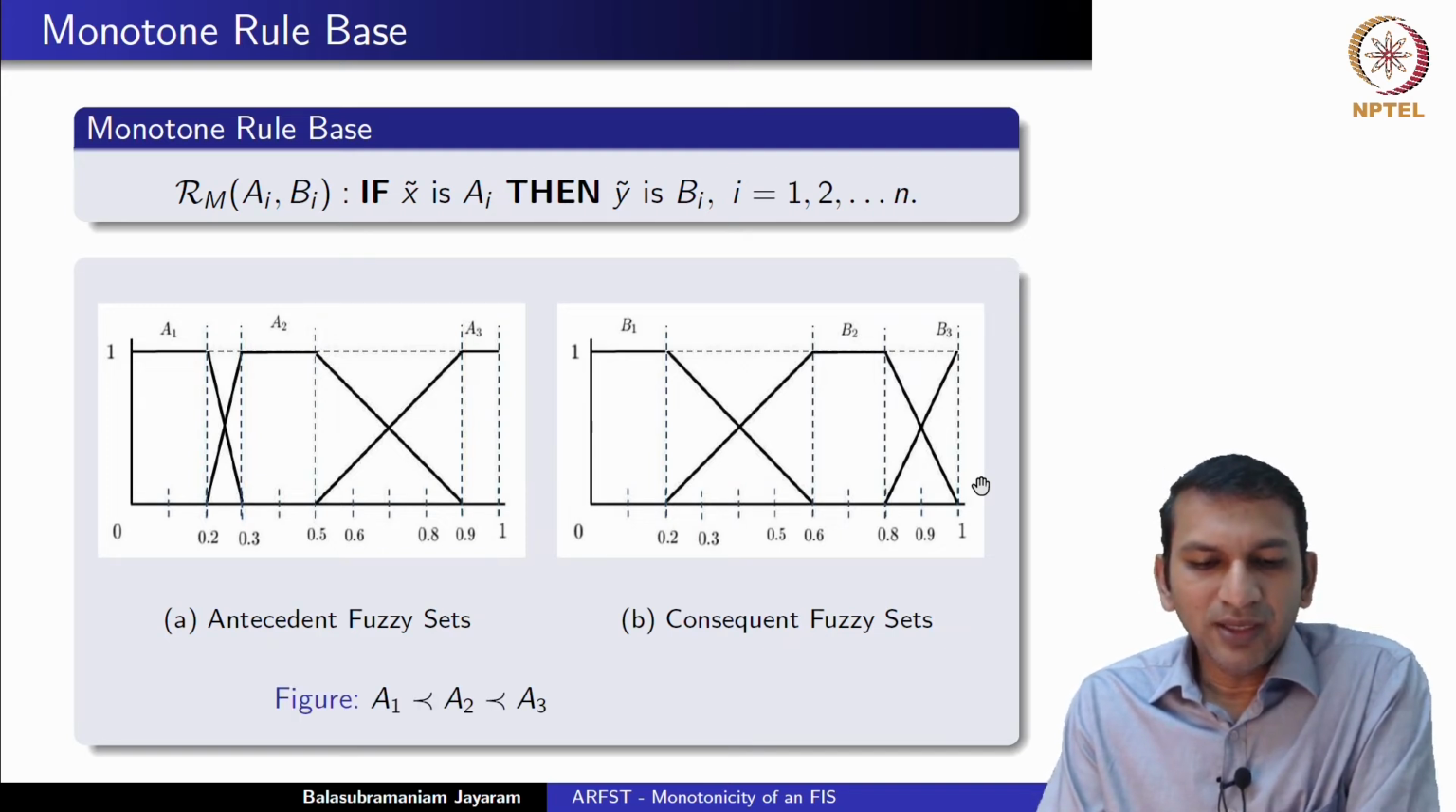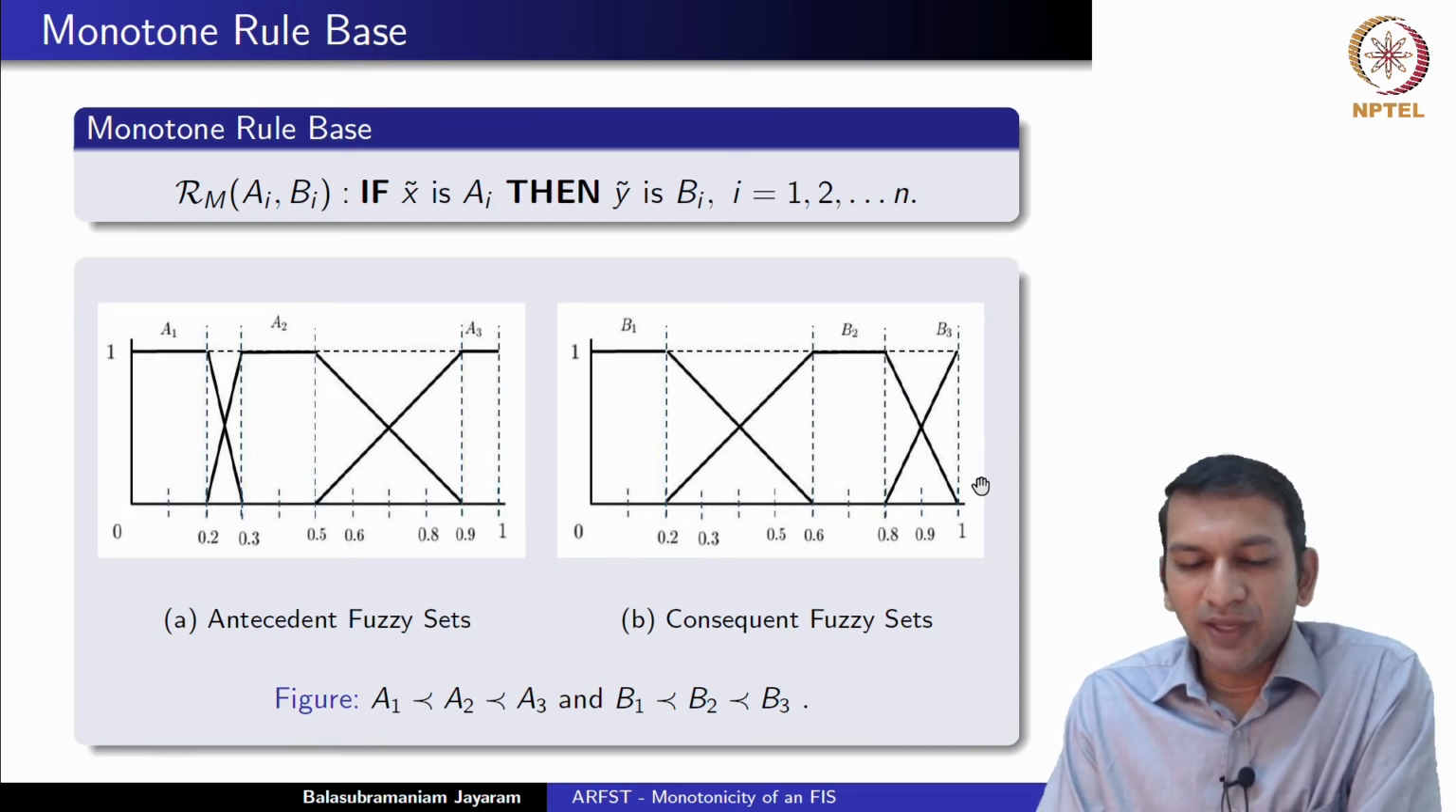Clearly, A1 is smaller than A2, smaller than A3 with respect to the level set based ordering, and similarly B1 is smaller than B2, smaller than B3 with respect to the level set based ordering here. So they can very well serve as the antecedents and consequents of a rule base if we want to construct a monotone rule base.